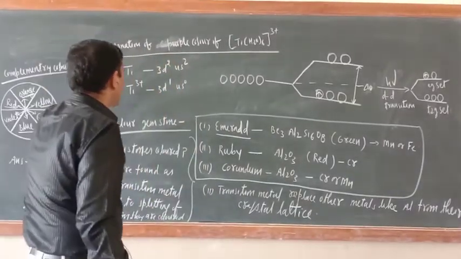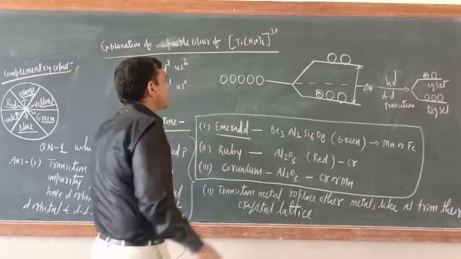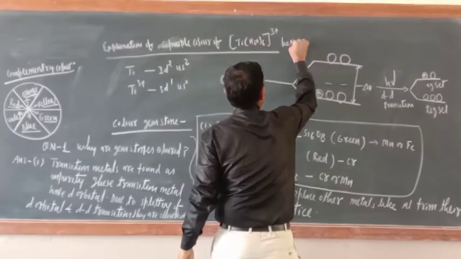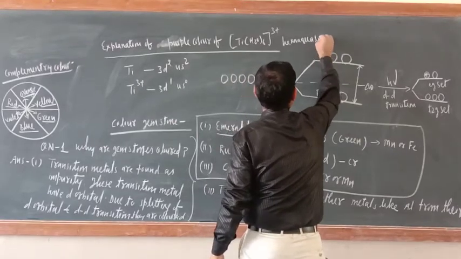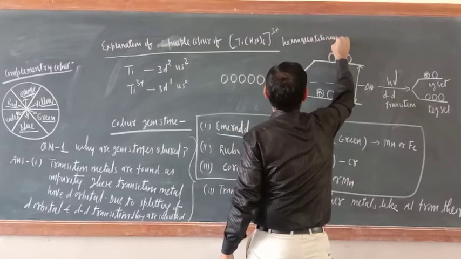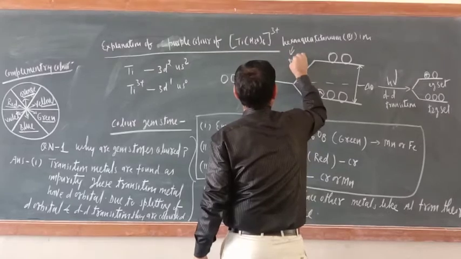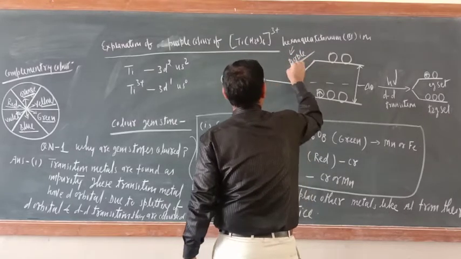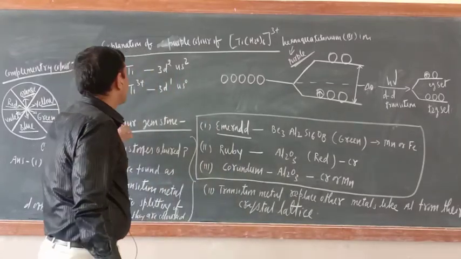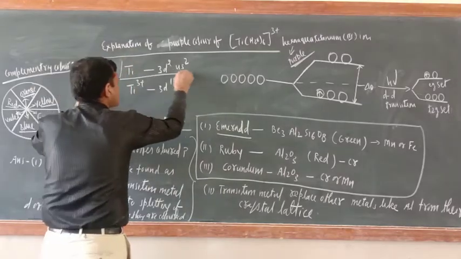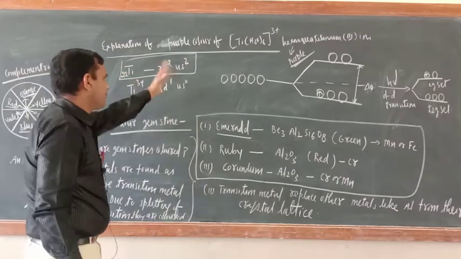Yesterday I told you there is one example which is given in the NCERT book. This is hexaaquatitanium(III) ion. Its color is purple. We have to explain its purple color on the basis of CFT theory. In that compound the central metal atom is titanium, which is atomic number 22, so 3d2 4s2.